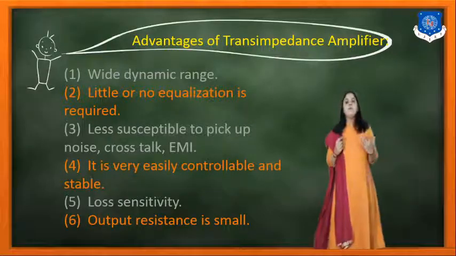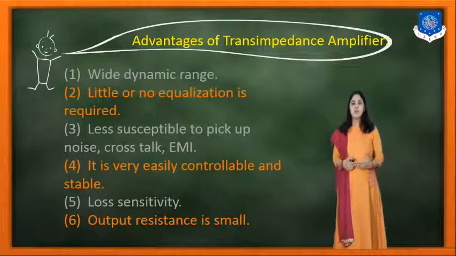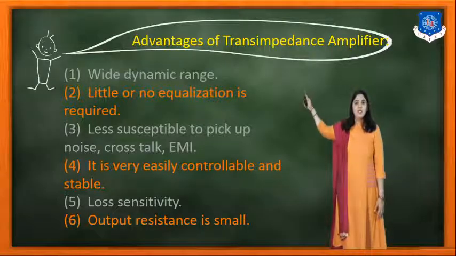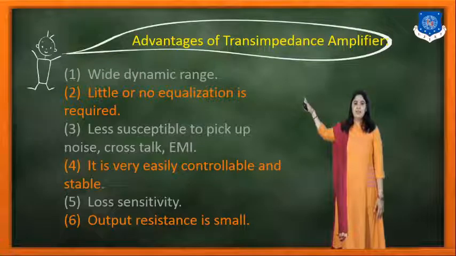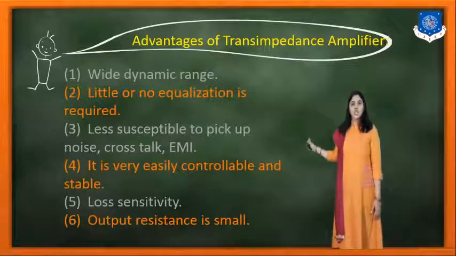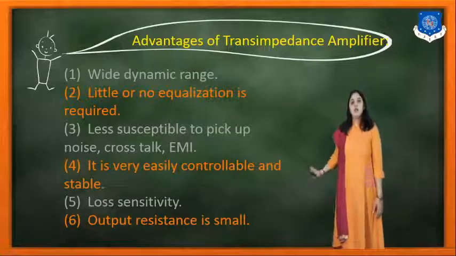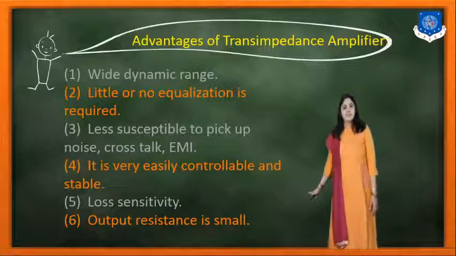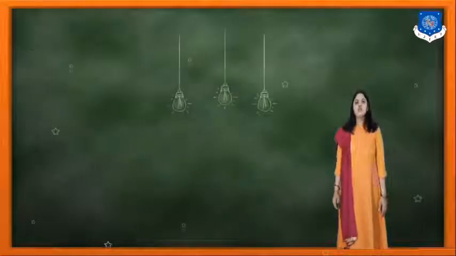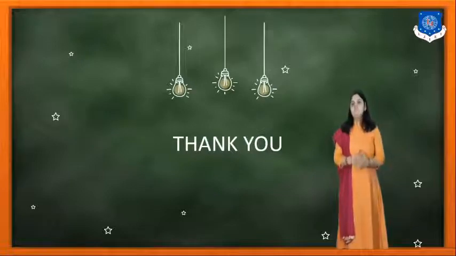Now the advantages of the transimpedance amplifier are a wide dynamic range, little or no equalization required, less susceptibility to pick up noise, crosstalk and EMI. It is very easily controllable and stable, has less sensitivity, and the output resistance is very small. So these are all the advantages of the transimpedance amplifier.